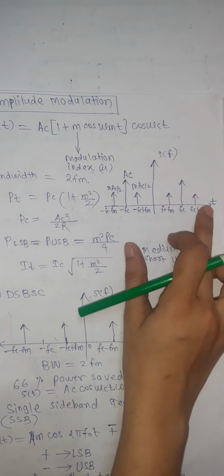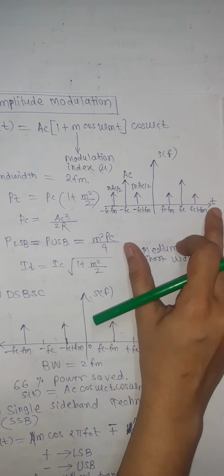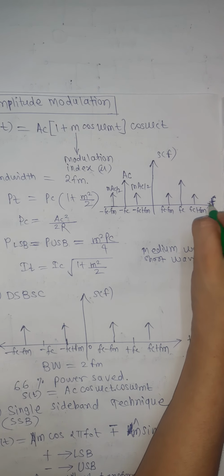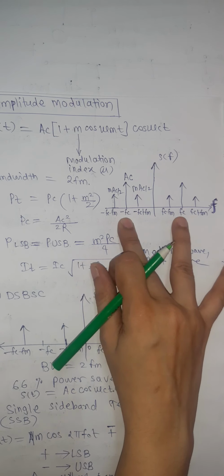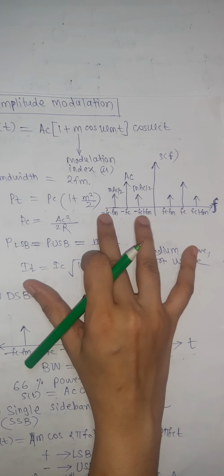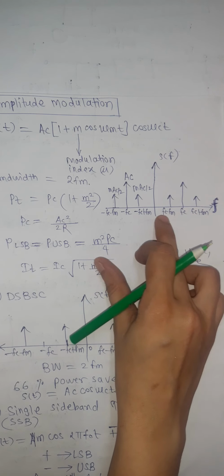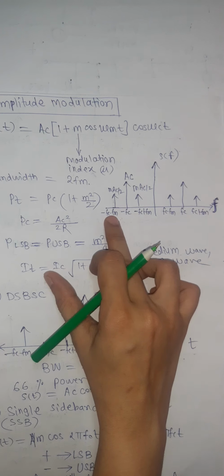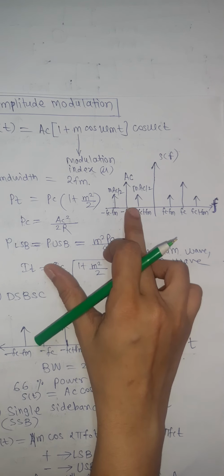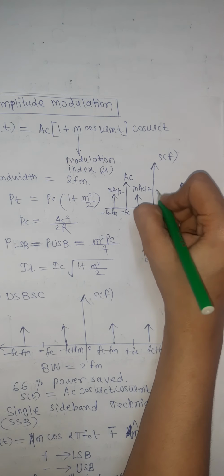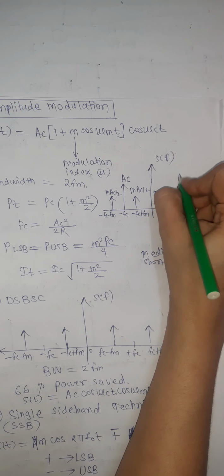This is the Fourier spectrum of the amplitude modulation, where it is S of f and the f axis is frequency. So this is the carrier signal at fc and minus fc, and these are the lower and upper sidebands, LSB and USB. The LSB and USB have magnitude m Ac by 2, and the carrier signal has amplitude Ac.